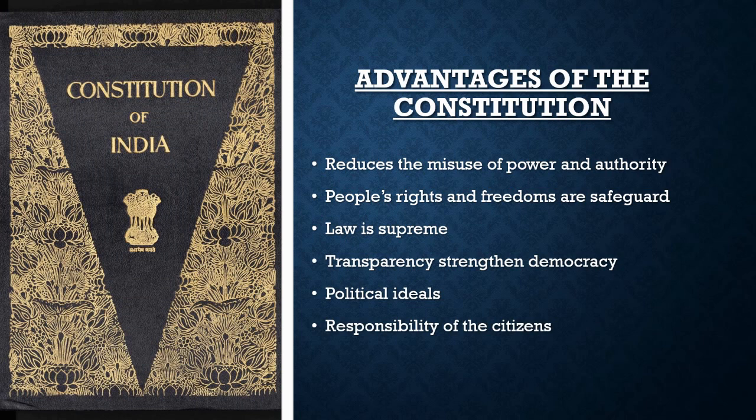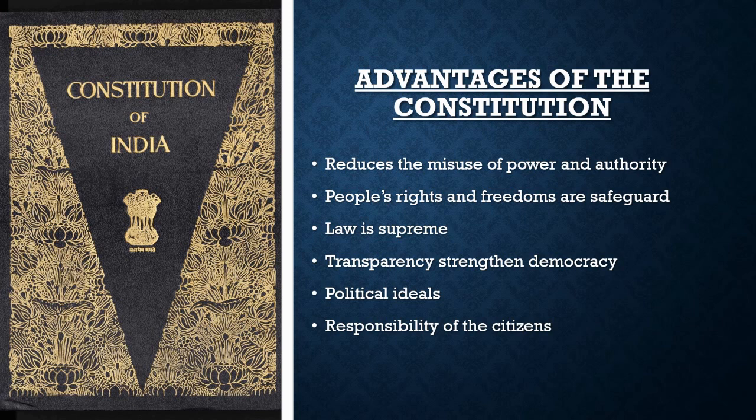Government has to work with a set of rules laid down by the Constitution. This reduces the possibility of the misuse of the power and authority they have been given. If there are no restrictions on the power of the elected representatives and government officials, they might misuse the power given to them. The Indian Constitution provides safeguards against the misuse of power.